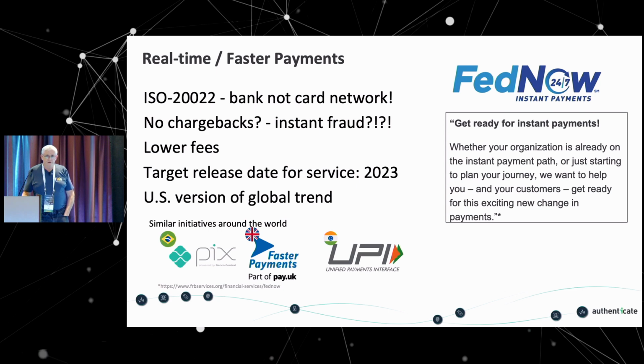So one of the interesting things that's coming soon, when we're talking about 3DS, we're talking about 8583, but real-time payments, FedNow, coming in 2023. This is the bank network. It's the network your checks go over. It's not the card network, okay? This, to me, is a major discontinuity of what's coming.